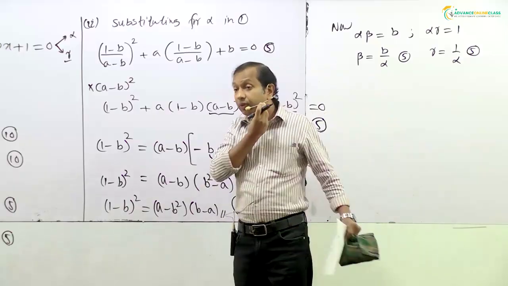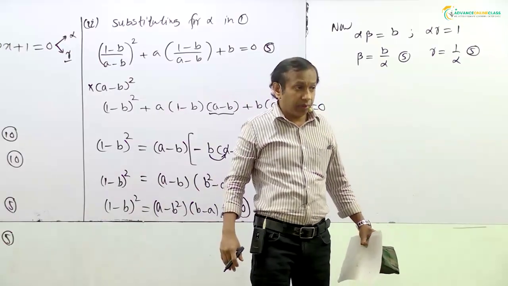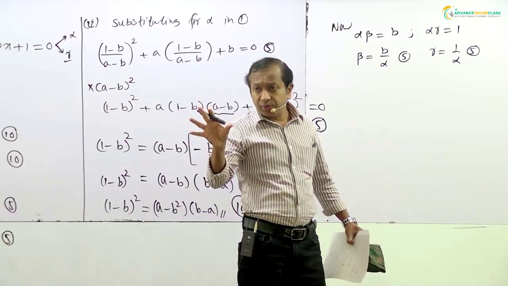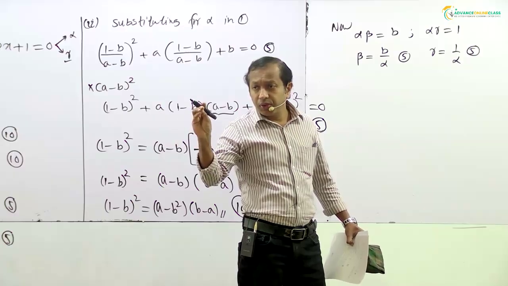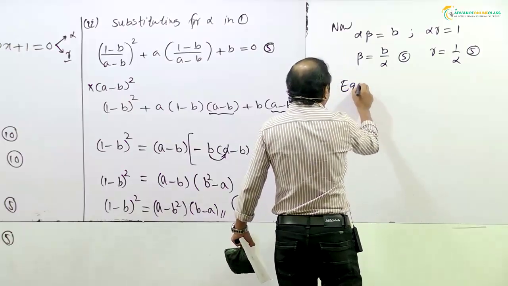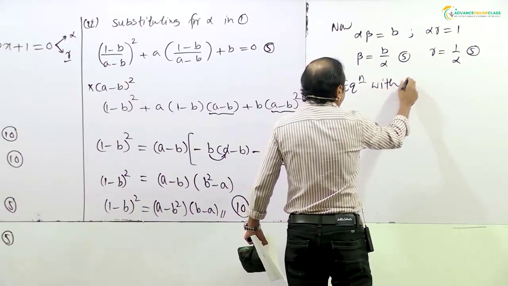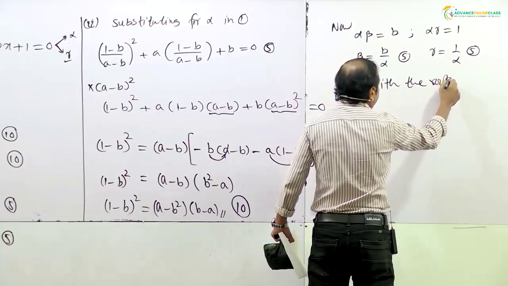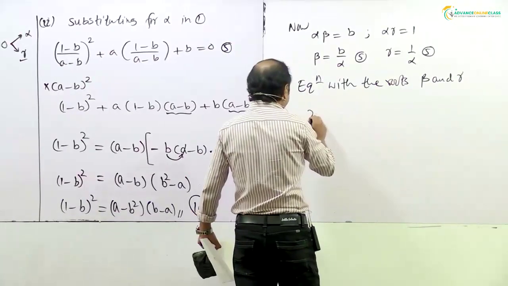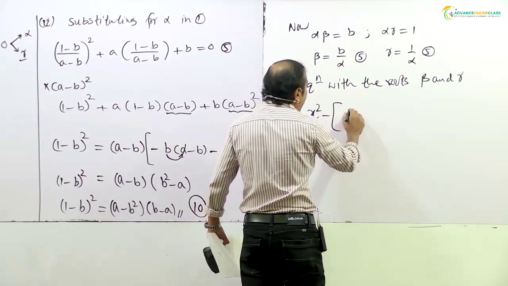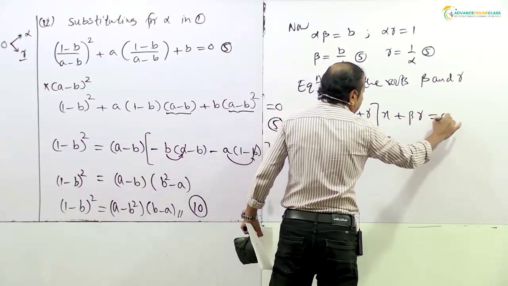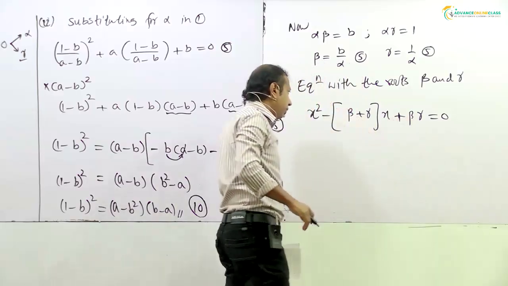Now you can write the quadratic equation with the roots beta and gamma. How to write the quadratic equation when you are given roots? X squared minus sum of the roots times x plus product of the roots equals 0. Equation with the roots beta and gamma: x squared minus (beta plus gamma) times x plus beta gamma equals 0.